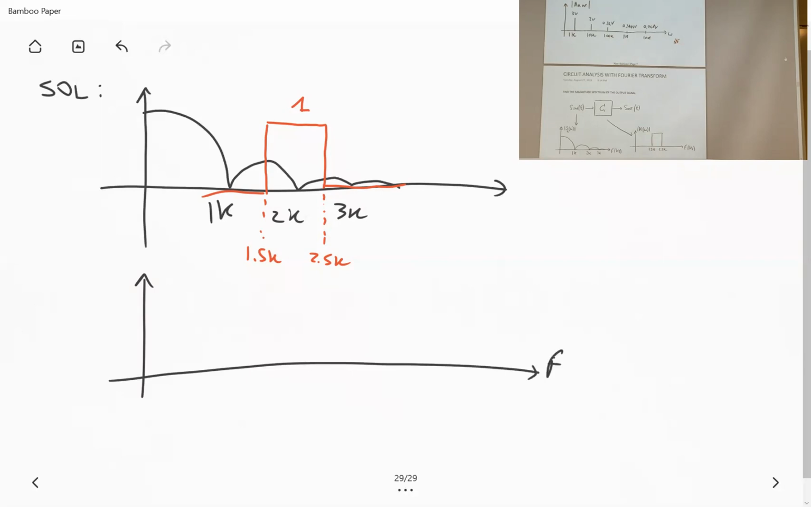Oh, this is very ugly. There it is. That's the output. I just want to emphasize here that the input signal, of course, in this case, the spectrum is a continuous line, so it's probably an aperiodic signal.